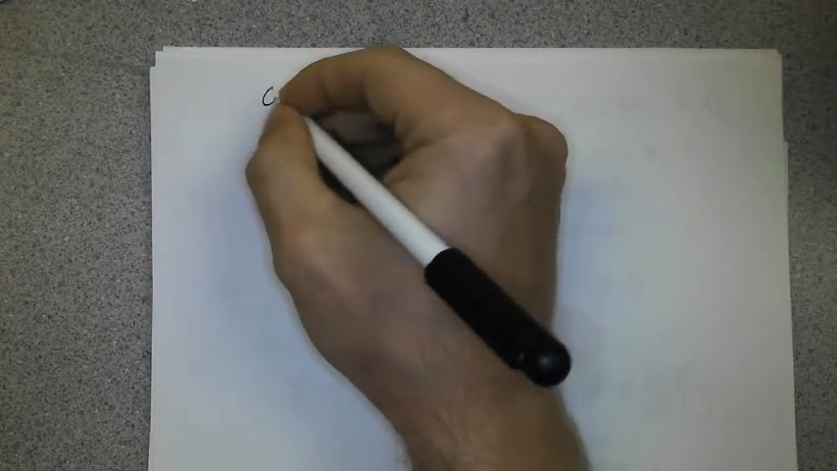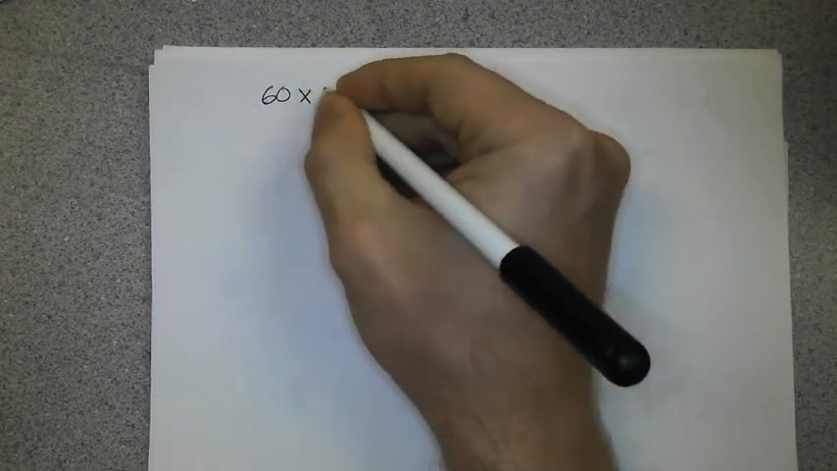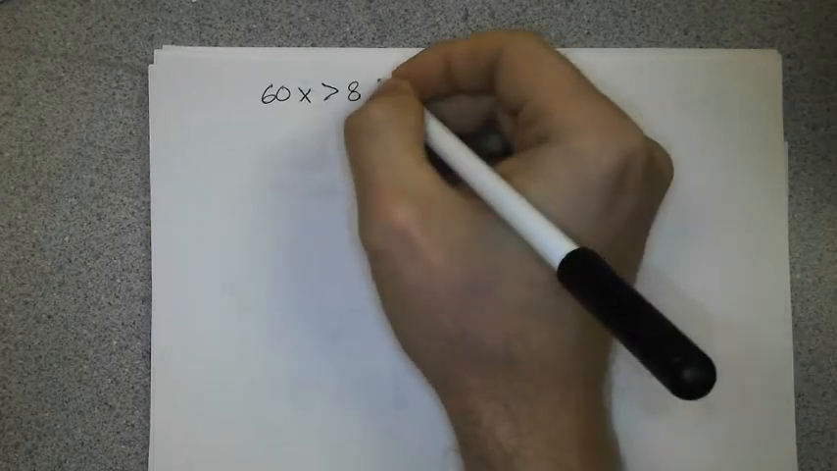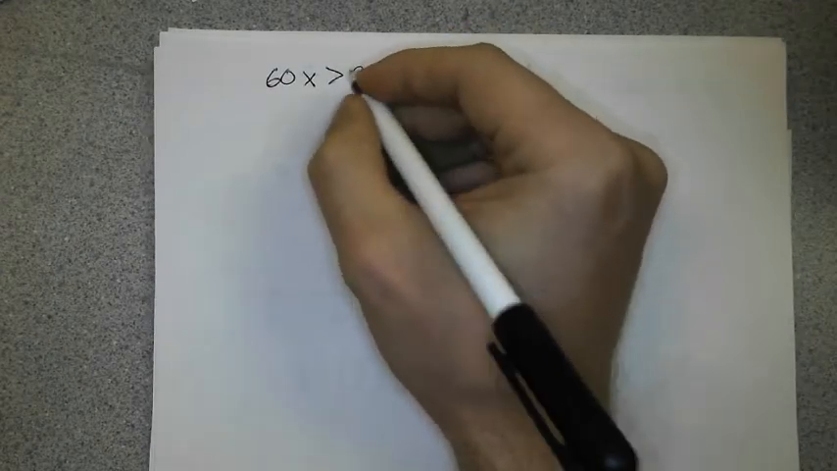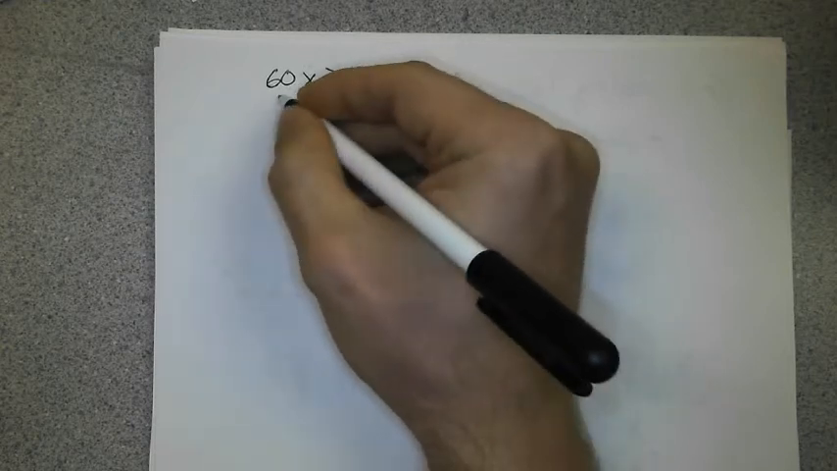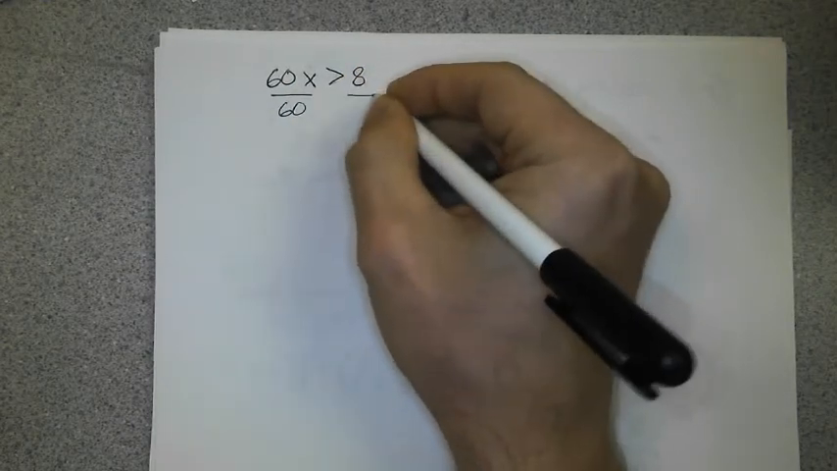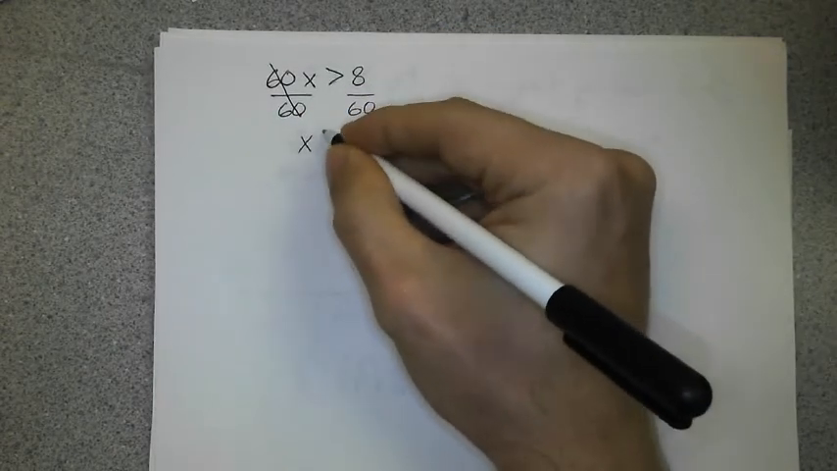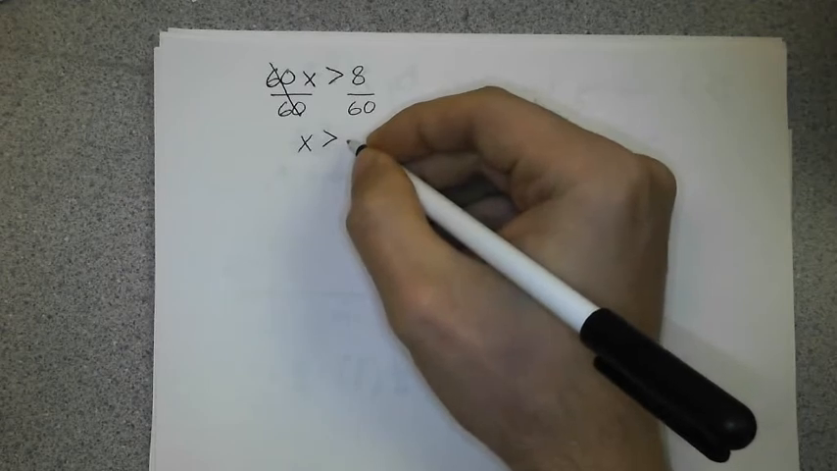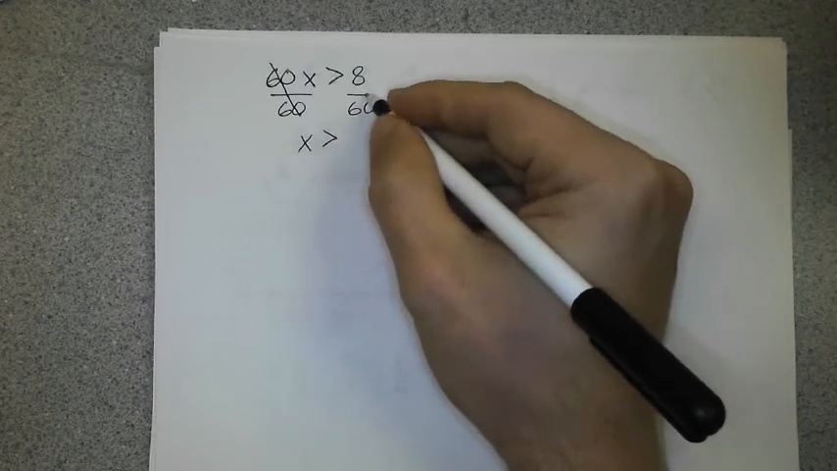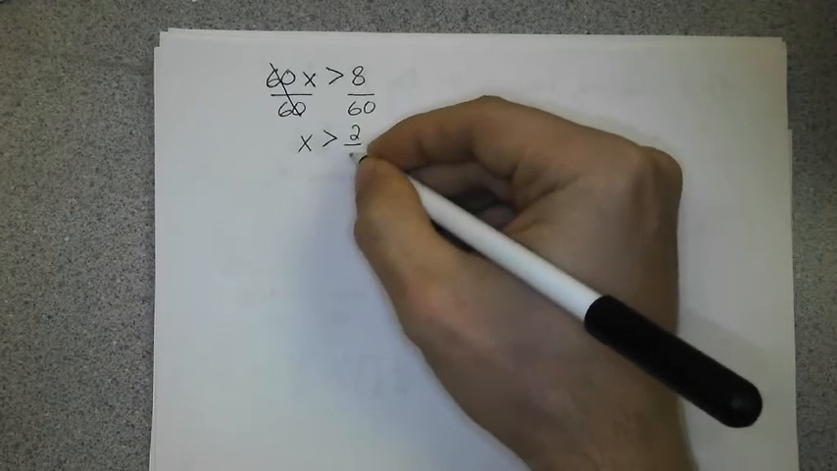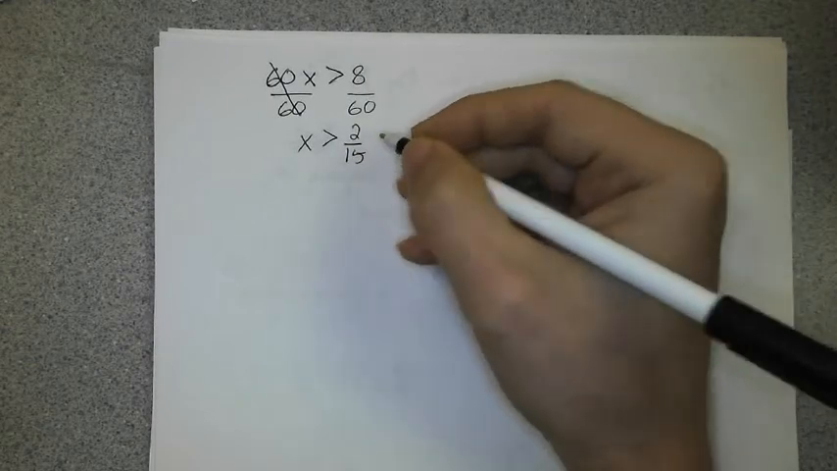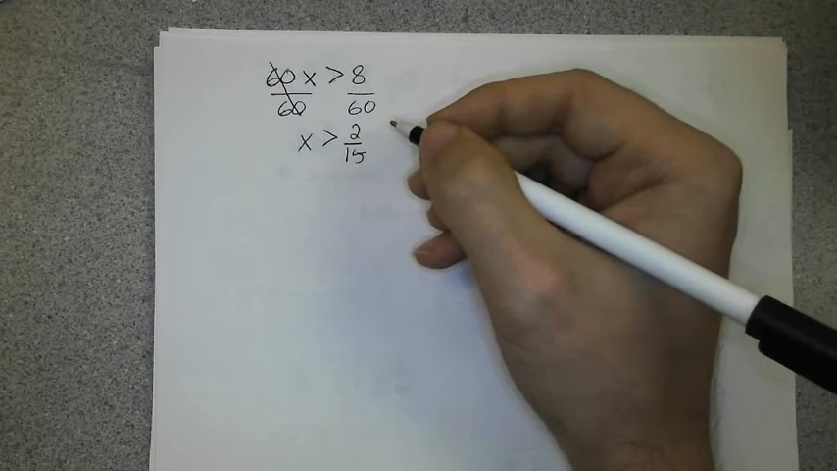Alright, so moving right along, let's take a look at a couple other ones. Let's say we had 60x greater than 80. Okay, so again, I want to get x alone. So x is being multiplied by 60. Opposite of multiplying by 60 is dividing by 60. So I'm going to do that on both sides. This cancels and leaves x. Since I didn't divide by a negative, I don't flip that sign. And 80/60, I can reduce this to 2/15. You could turn it into a decimal if you want to, but for our purposes, this is fine.